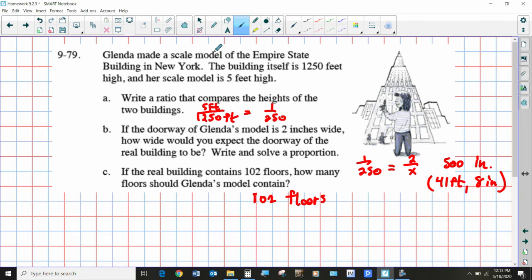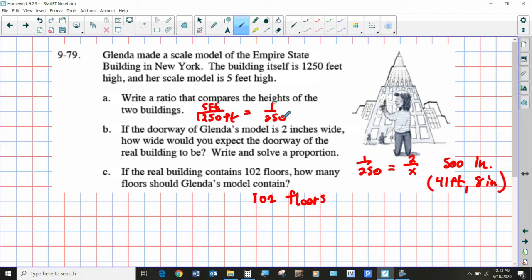All right, so Glenda made a scale model of the Empire State Building of New York. The building itself is 1,250 feet high. Her scale model is 5 feet high. So what is the ratio that compares the heights of the two? So I guess it's a 5 to 1,250, right? So this is the model, that's the real, and I just simplified it down to 1 over 250. So this would be for every 1 foot of her scale model, that would represent 250 feet in real life.